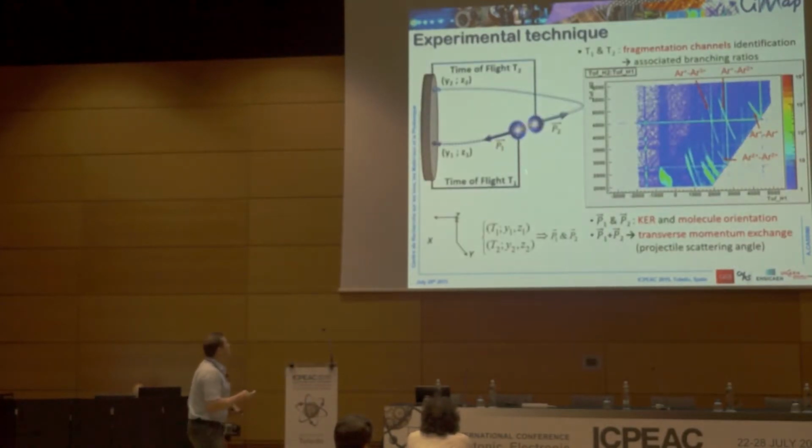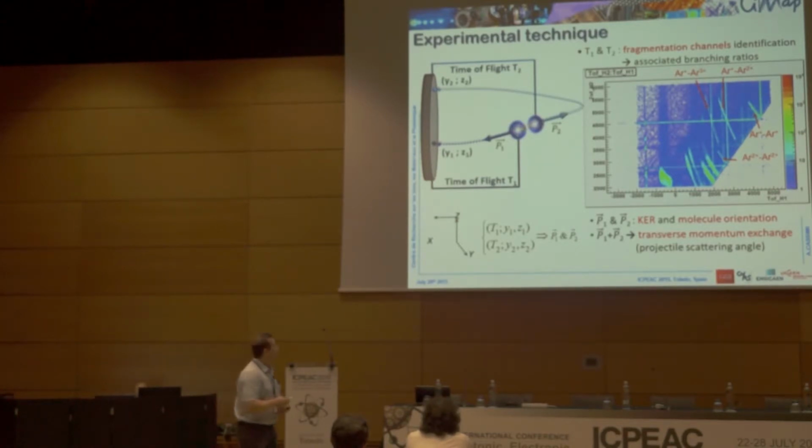Okay, this is the COLTRIMS, from which, from the time of flight, you get the charge over mass ratio, and from the position of the impact of the fragments on the position sensitive detector, you get the other momentum components. And if you plot the coincident time of flight, the time of flight of the first fragment detected versus the second one, you can easily separate all the different fragmentation channels.